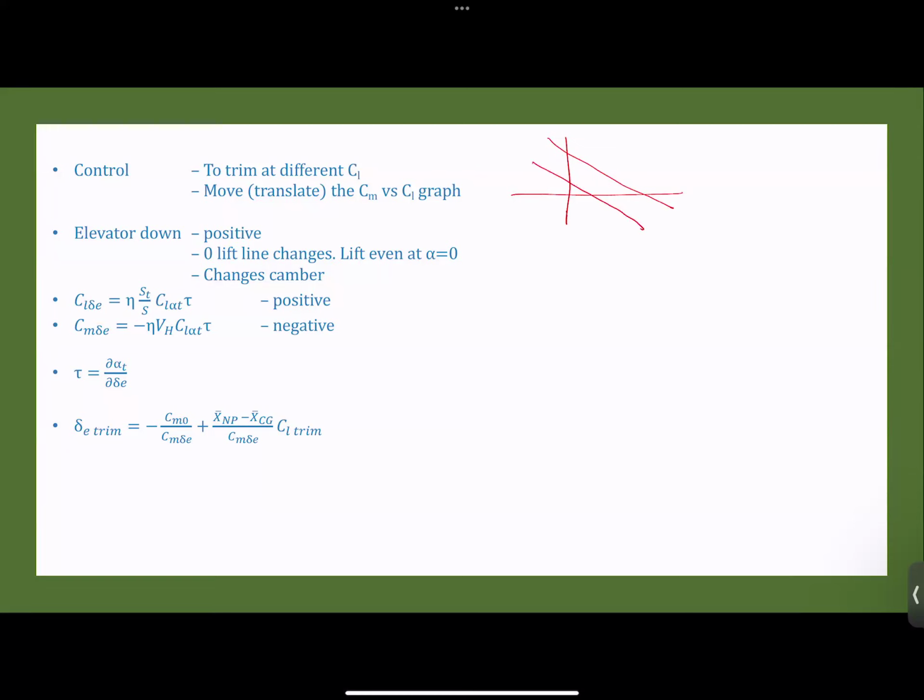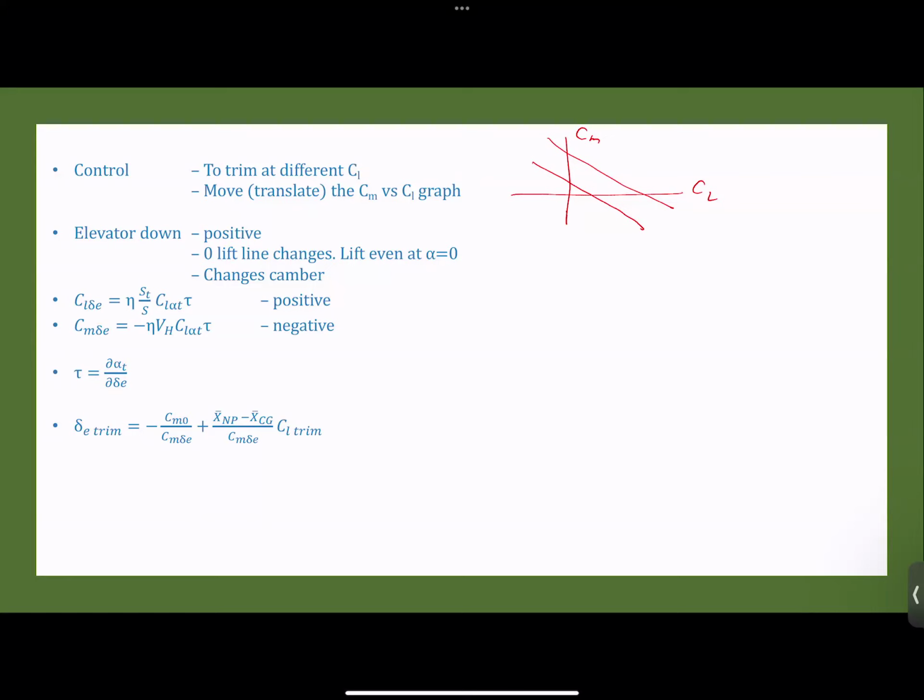What changes is the y-intercept. So this is CM versus CL or CM versus alpha. They both follow the same pattern. They both have negative slope for stable aircraft. And upon deflecting the control surfaces, this graph translates, maintaining the slope. So it doesn't change the stability. It only changes the CM naught value. So you can trim your aircraft at different CLs.